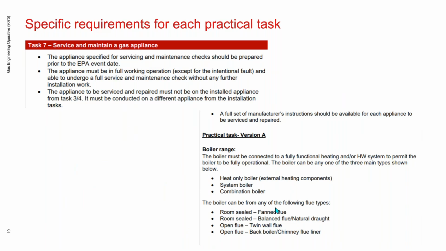The boiler can have any of the following flue types. So room sealed fanned flue, a room sealed balanced flue with natural draft, an open flue with twin wall flue, and an open flue with back boiler and chimney flue liner.